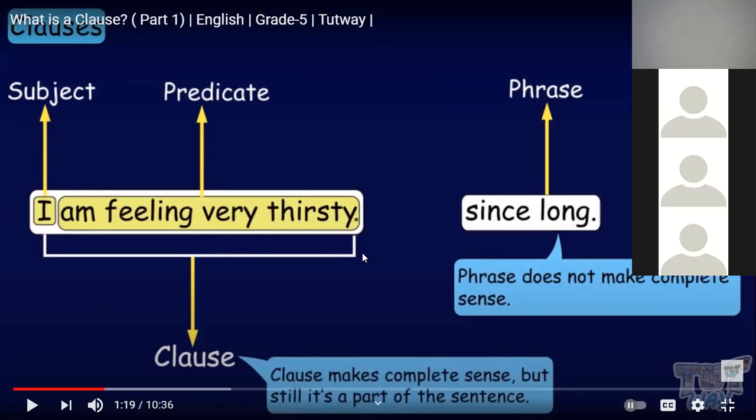So "I am feeling very thirsty since long" as a whole is a full sentence. The first part, "I'm feeling very thirsty," is the clause. The second part, "since long," is the phrase of the sentence. A phrase, as I said, can't stand individually, and the first part can stand individually, but it's part of the sentence. Okay, guys? So let's go ahead.